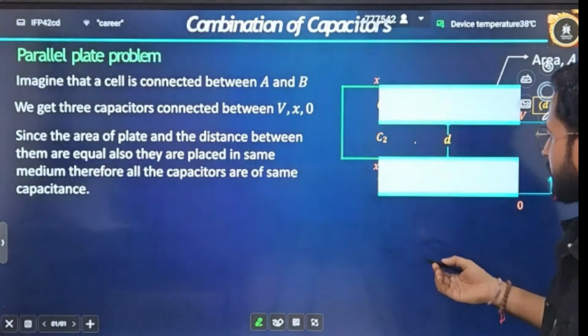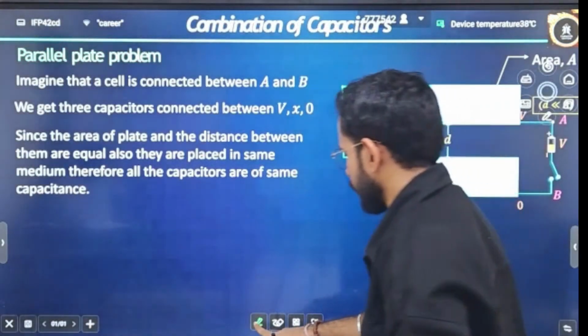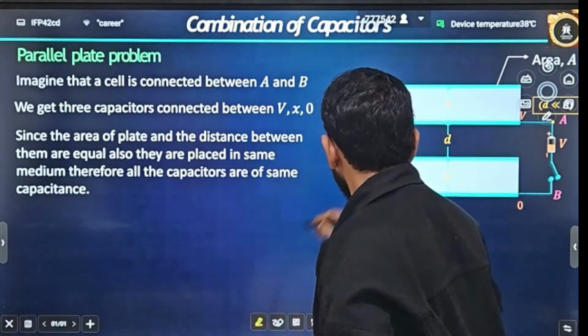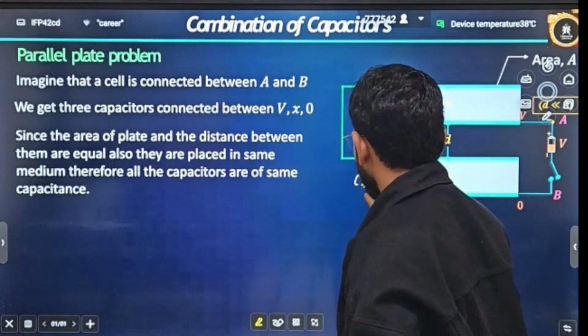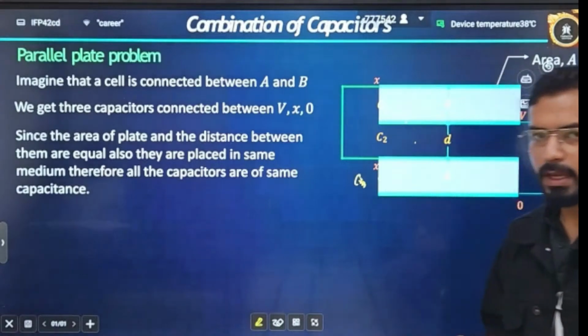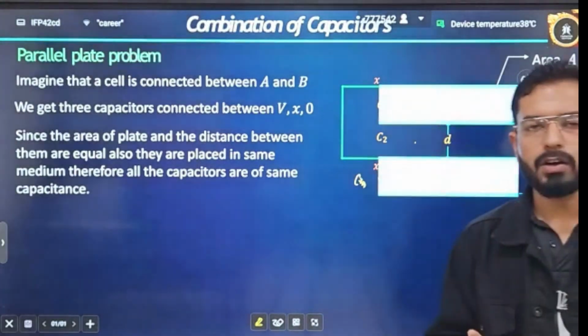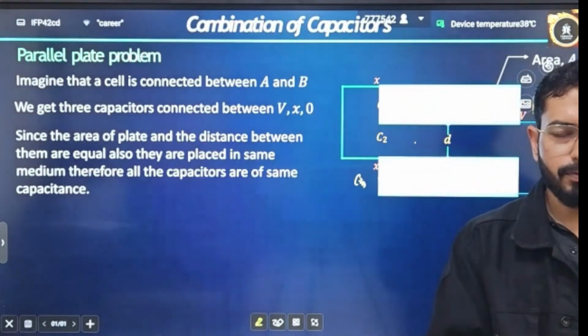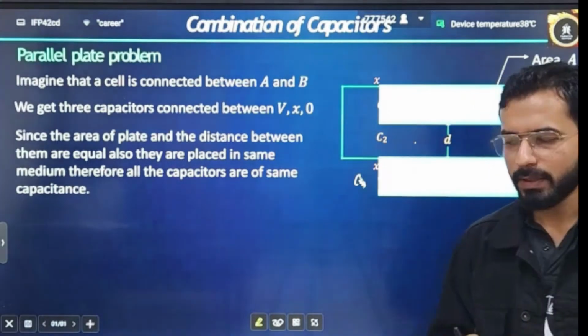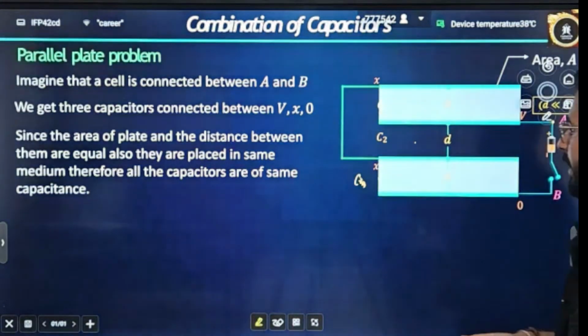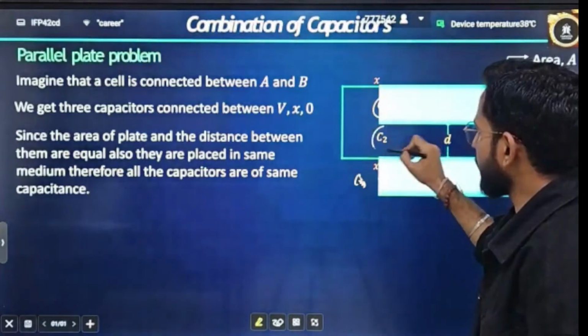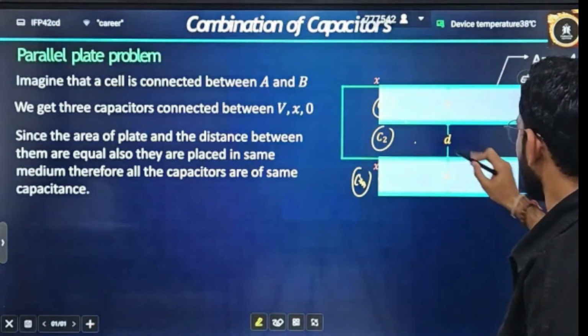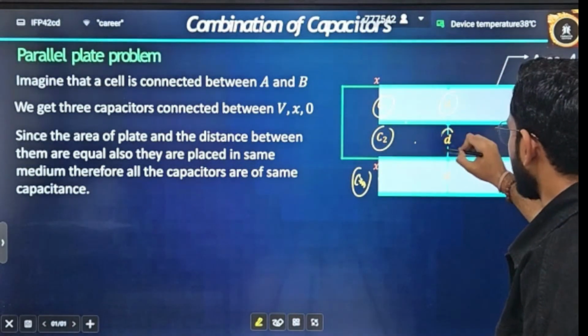Let's suppose 3 capacitors are introduced here. Some different diagram is mentioned, but the concept will still be the same. What is the concept that you remember? For parallel combination, the potential difference is the same. For series combination, the potential difference is different. Now here, 3 capacitors are connected. I guess the values are given the same: D width, D width, D width.